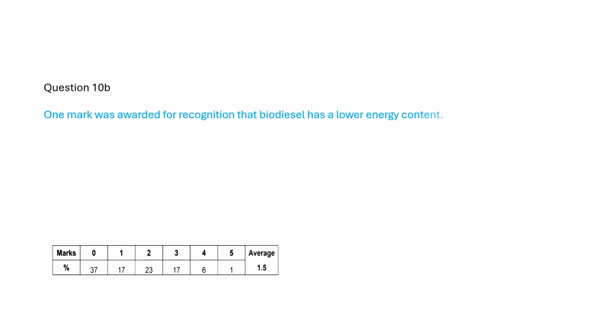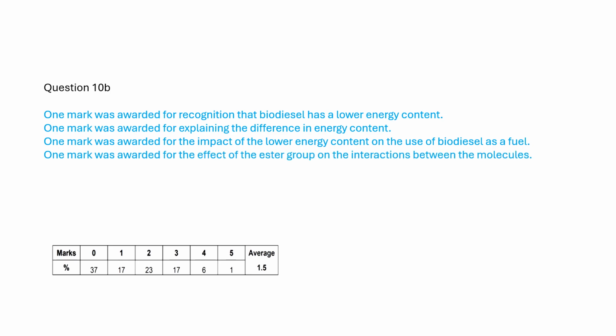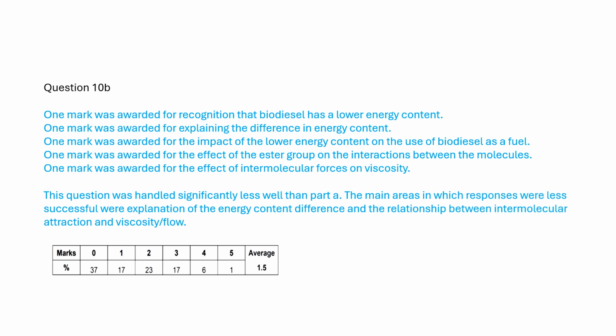One mark was awarded for recognition that biodiesel has a lower energy content. 1 mark was awarded for explaining the difference in energy content. 1 mark was awarded for the impact of the lower energy content on the use of biodiesel as a fuel. 1 mark was awarded for the effect of the ester group on the interactions between the molecules. 1 mark was awarded for the effect of intermolecular forces on viscosity. This question was handled significantly less well than Part A. The main areas in which responses were less successful were an explanation of the energy content difference and the relationship between intermolecular attraction and viscosity / flow.